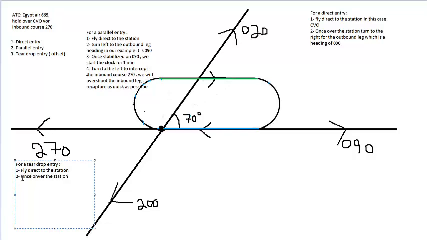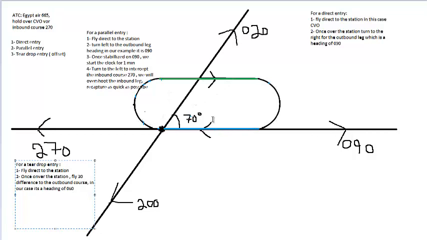All you need to do is to fly 30 degrees difference to the outbound course. So once over the station, fly 30 degrees difference to the outbound course. In our case, it's a heading of 060. So as I instructed, once we are over the VOR, we make a heading of 060. Why 060? Because it is 30 degrees from heading 090, and because we're going anti-clockwise, we minus, so 90 minus 30 is 60.